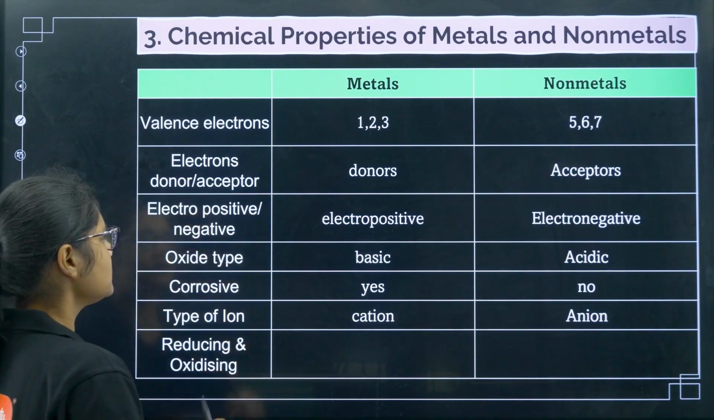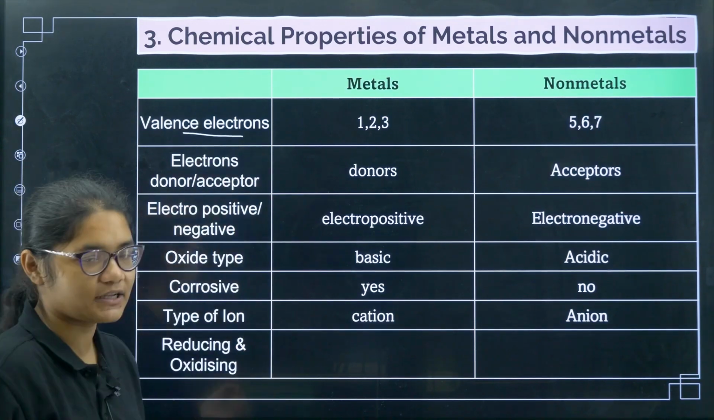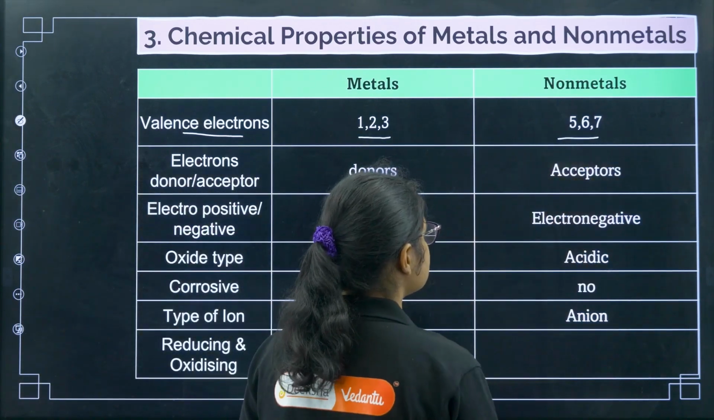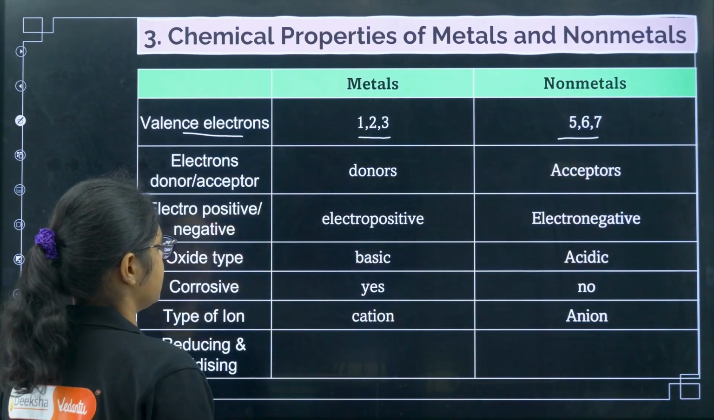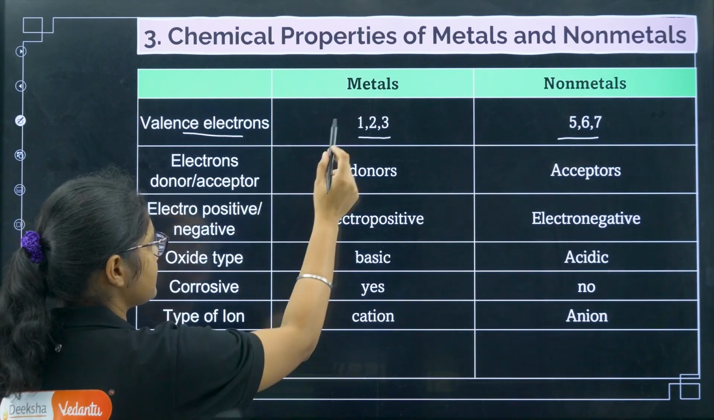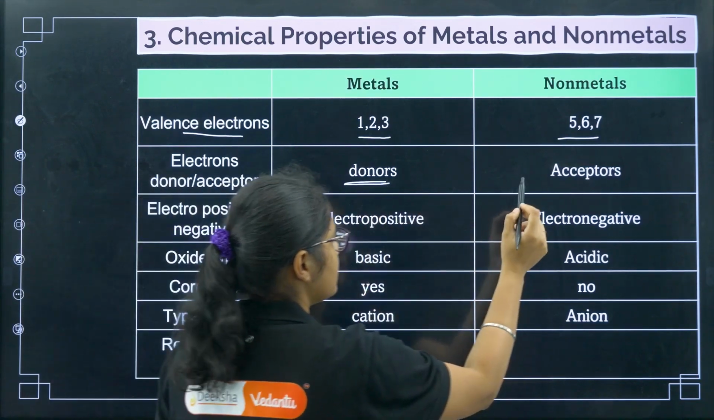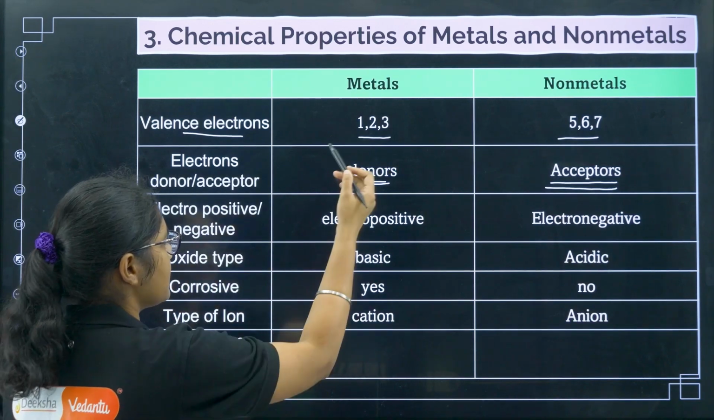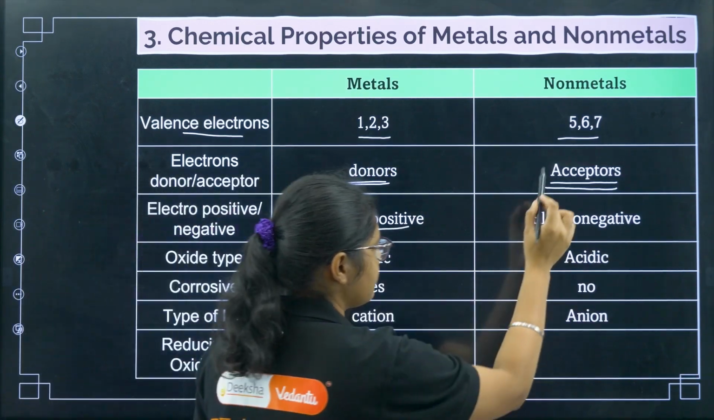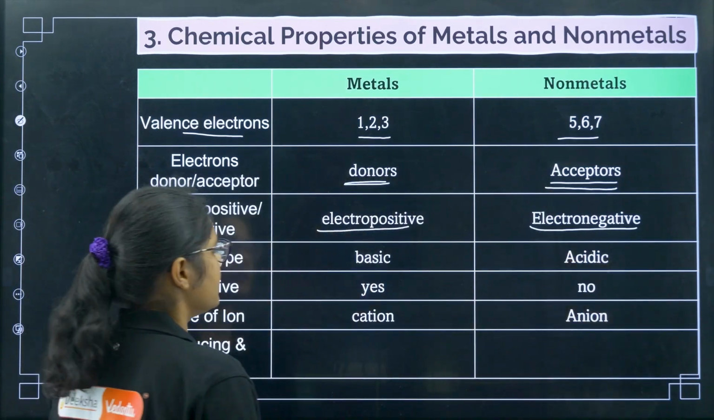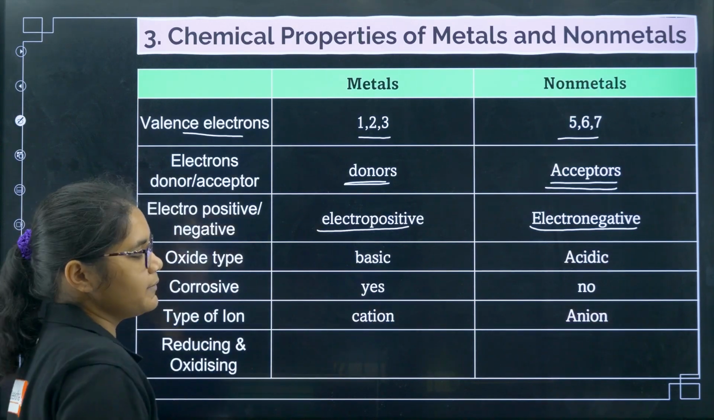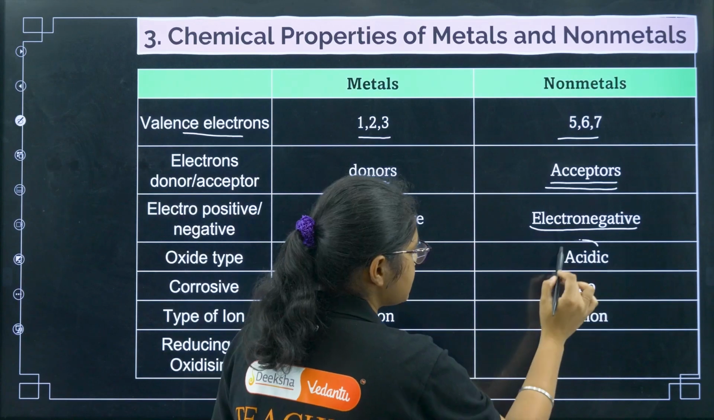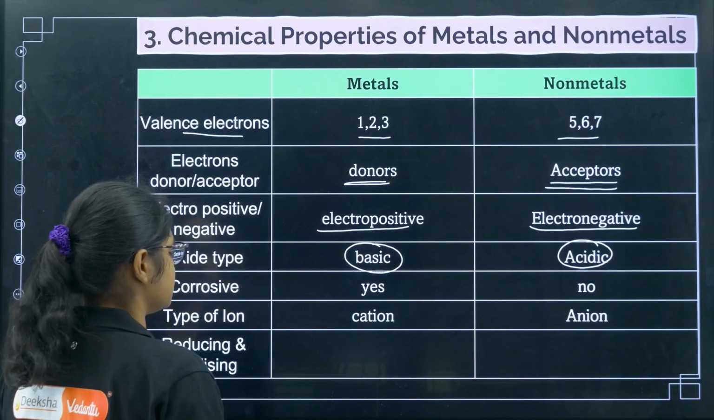In metals, how many valence electrons are there? Generally 1, 2 or 3 valence electrons, and non-metals have generally 5, 6, 7 valence electrons. Now, electron donor or acceptor: metals are electron donors and non-metals are electron acceptors. If they are electron donors, they will be electropositive. If they are electron acceptors, they are electronegative. Now oxide type: when metals react with oxygen, they form basic oxides. When non-metals react with oxygen, they form acidic oxides.